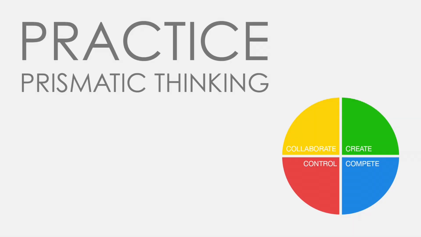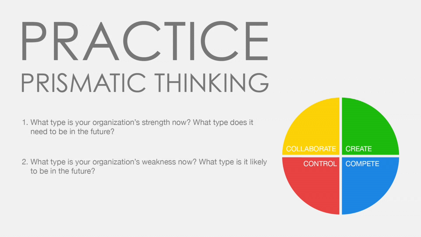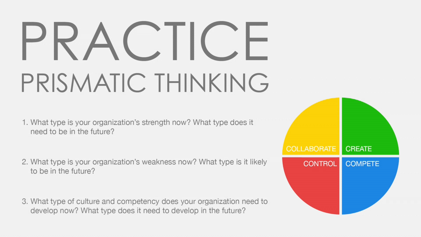Now it's time to practice prismatic thinking again. What type is your organization's strength right now? What type does it need to be in the future? What type is your organization's weakness? What type is it likely to be in the future? What type of culture and competency does your organization need to develop now? What type of culture and competency does your organization need to develop in the future?